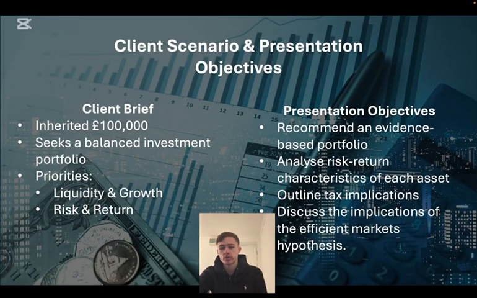So the client brief which we've been given: the client has inherited 100,000 and he seeks a balanced investment portfolio. His priorities are liquidity and growth, and risk and return. So for the presentation objectives, we're going to give a recommended evidence-balanced portfolio. We'll analyse the risk and return characteristics of each asset. We'll outline tax implications and we'll discuss the implications of the efficient markets hypothesis.